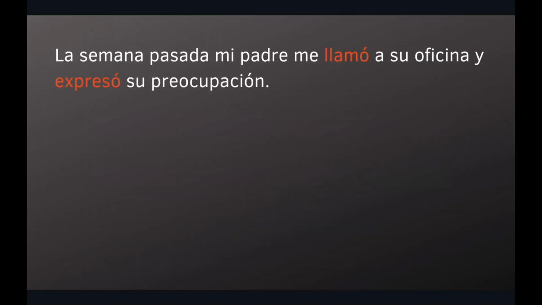There's another reason why it's important to note that accent mark, because when we don't include it, oftentimes we change the meaning of what we're saying. Take this example sentence that we saw earlier. La semana pasada mi padre me llamó a su oficina y expresó su preocupación. So, again, that llamó is he called. Okay, he called. But what if we forgot that accent mark? What will we actually technically be saying?